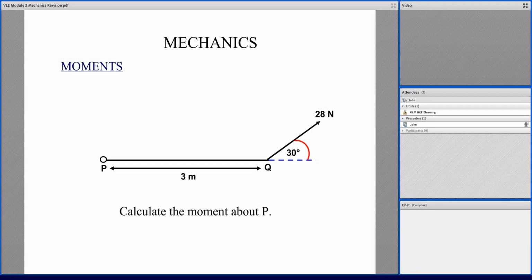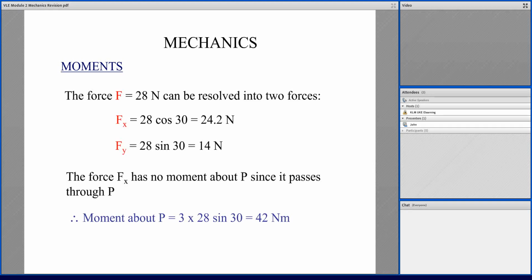The basic trigonometry that we use is we're just going to resolve that force of 28 newtons into two components. There's going to be a horizontal component, F sub x, and a vertical component, F sub y. We've previously looked at resolving forces. F sub x is the force multiplied by the cosine of the angle, which is 28 multiplied by cosine 30 degrees, which will give you a force of 24.2 newtons, roughly. And we have the vertical component, F sub y, which is equivalent to 28 multiplied by sine 30, which gives you 14 newtons.